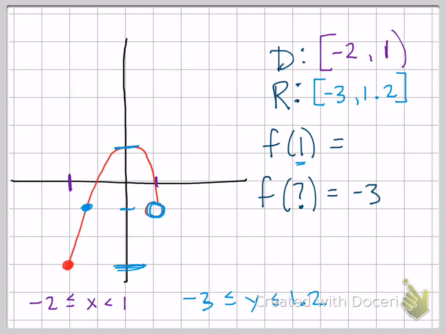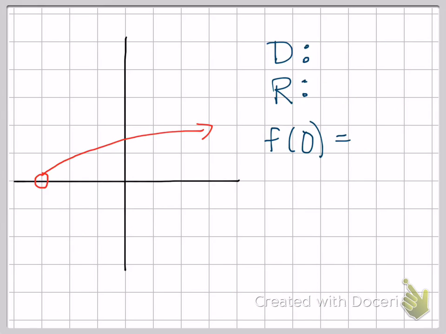Okay. When x is 1, my y value is undefined. When y is -3, so 1, 2, 3, the matching x value is -2. And I think we have one more picture. So here's our last picture for today.